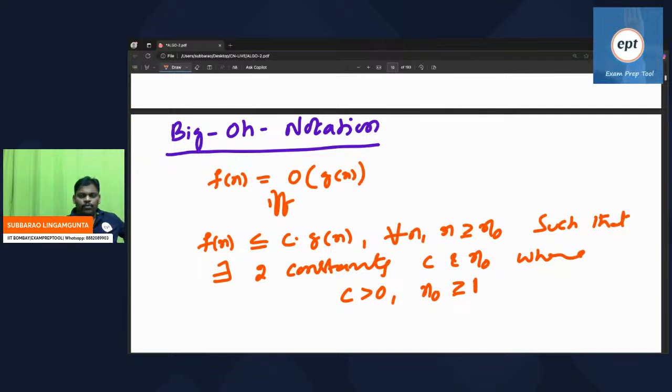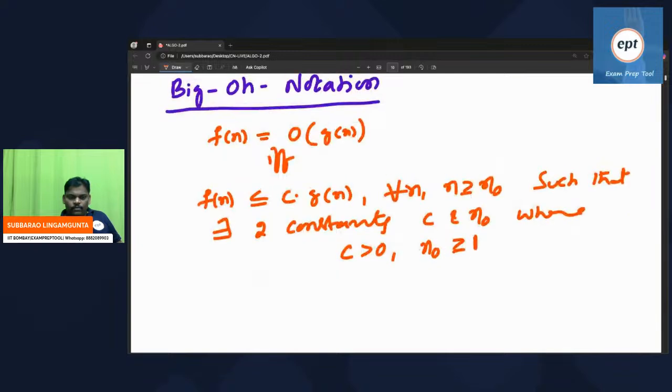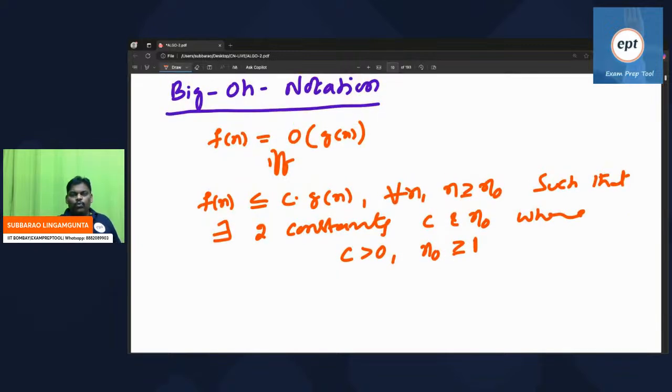So this is the definition. Within a few minutes I will explain. Please take this as it is. Big O notation we are discussing. f of n is big O of g of n if and only if f of n is less than or equal to some c into g of n for all n where n is greater than or equal to n0, such that there exist two positive constants c and n0 where c greater than 0, n0 greater than or equal to 1. Let me know if anyone has any doubt.